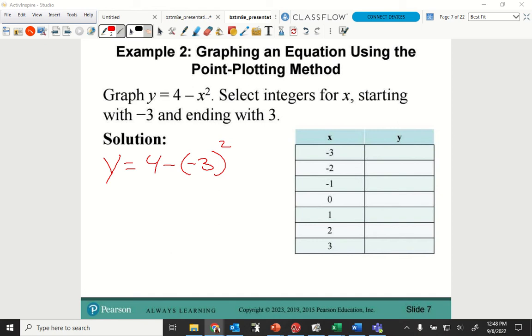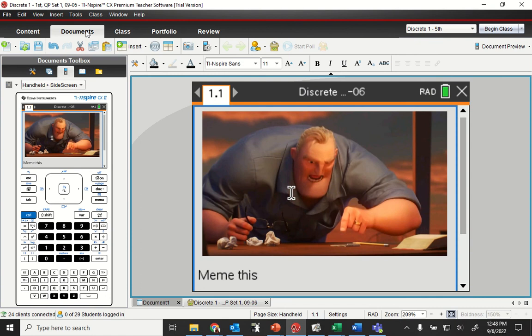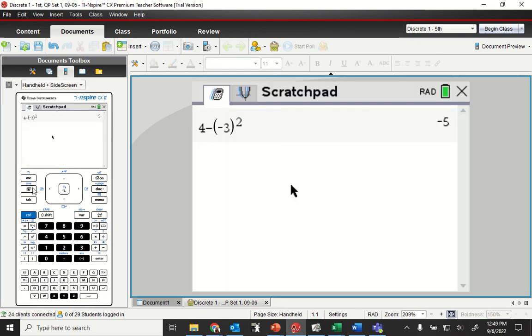Bro, it won't give me an answer. Well, why do you think it's not? I don't even know. Oh, it's not supposed to give us an answer. Yes it is. Watch this. Yeah, the square's on the outside of the parentheses. Now, hey, is it not giving the answer? No. It is. Okay, -5. Do you put the y in there? No, you don't put the y in there.